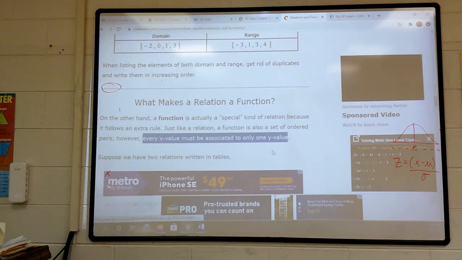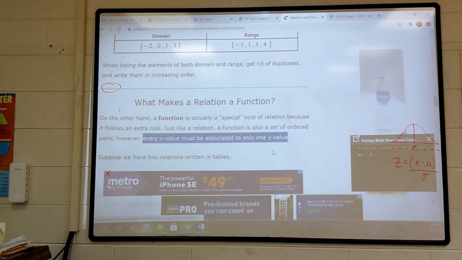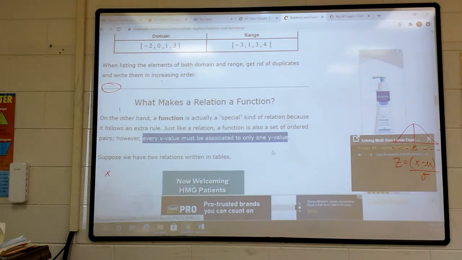So basically today, when we go to our problems, what we're going to be working on is what is the domain, what is the range, and is it a function or not? Three things. You're going to have to tell what the domain is, what the range is, and whether something is a function or is not a function. Those are basically the three big things that you have to work on.